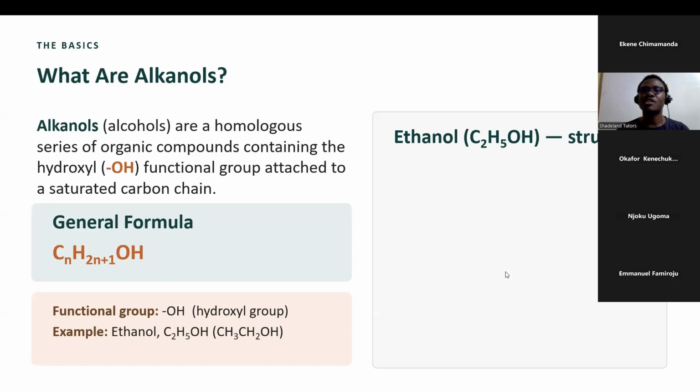Who is going to write me the structure of ethanol? I can write. Okay. I've seen it. Okafor Kenechukwu, you are using a laptop. Are you using your mouse to write it? No, I'm using the screen. Okay, go on. Just go on.